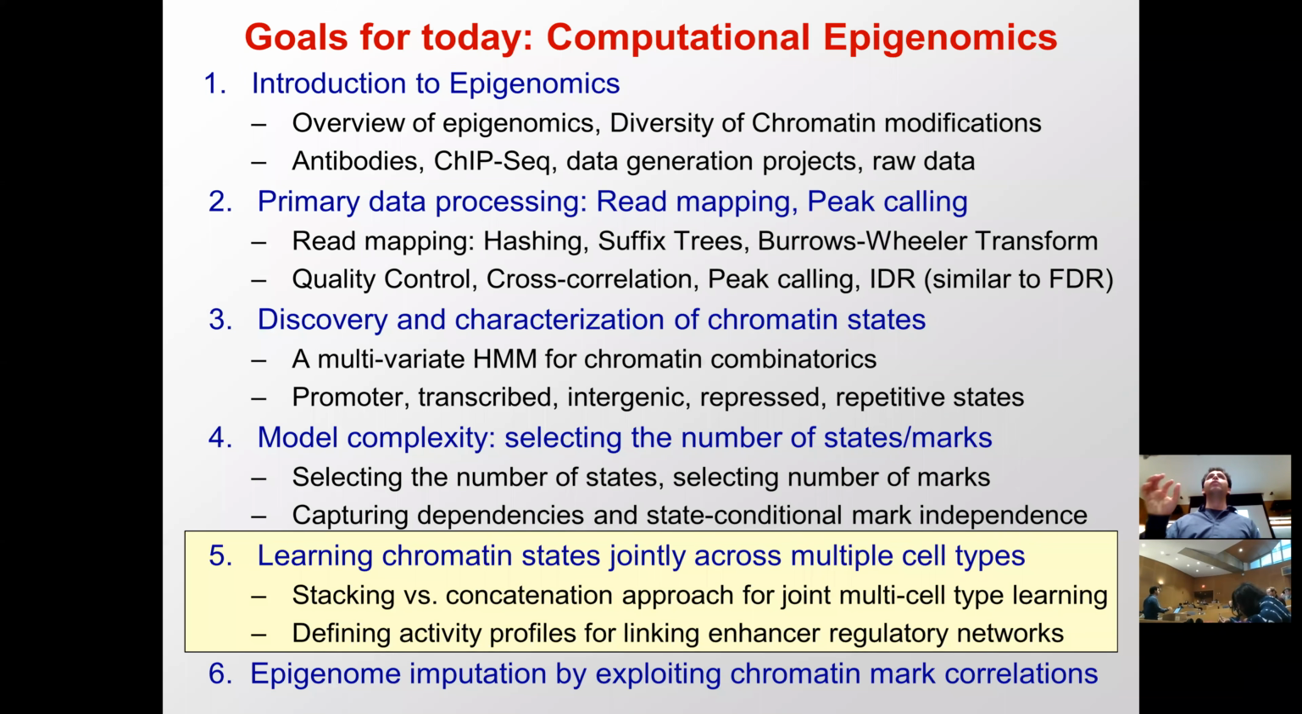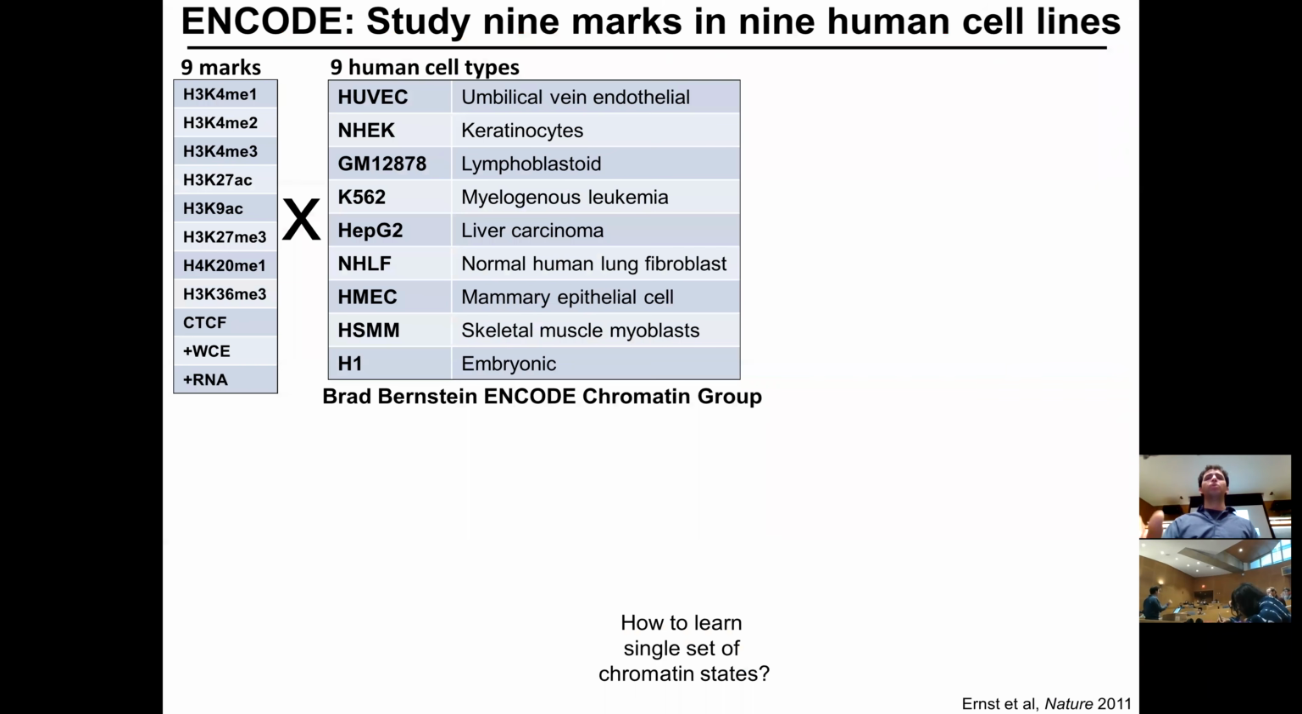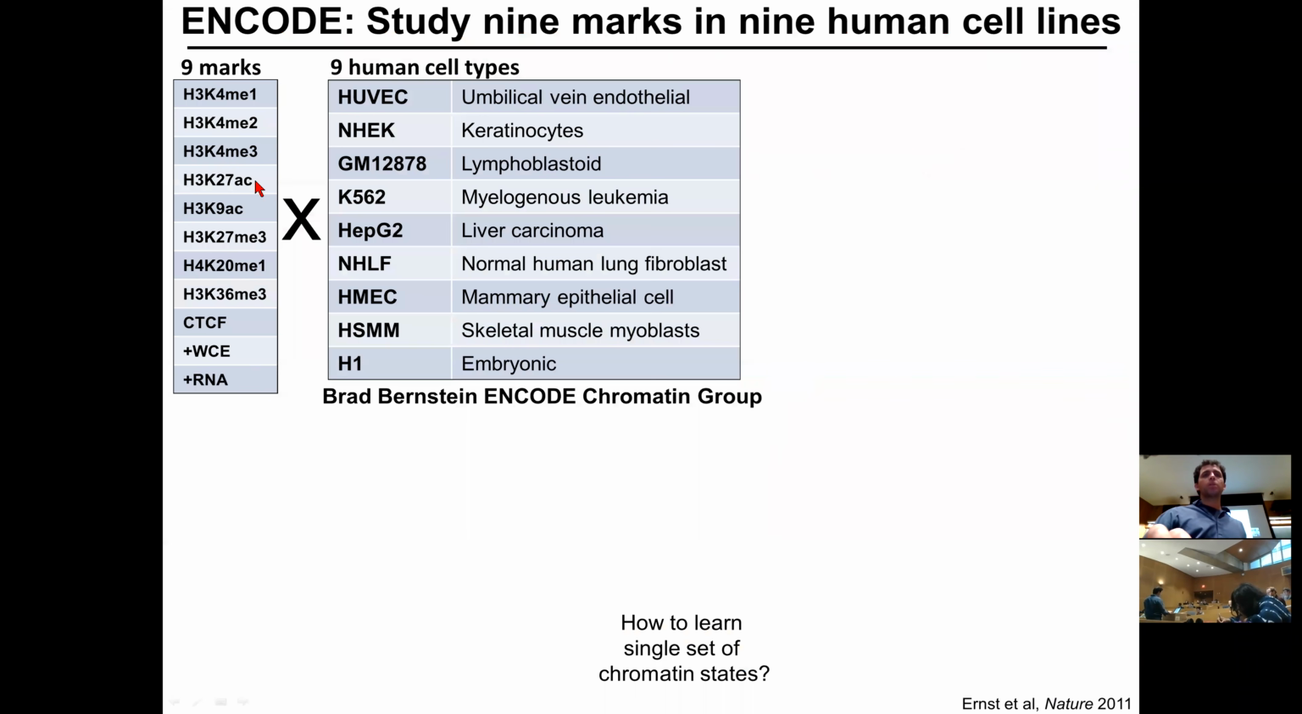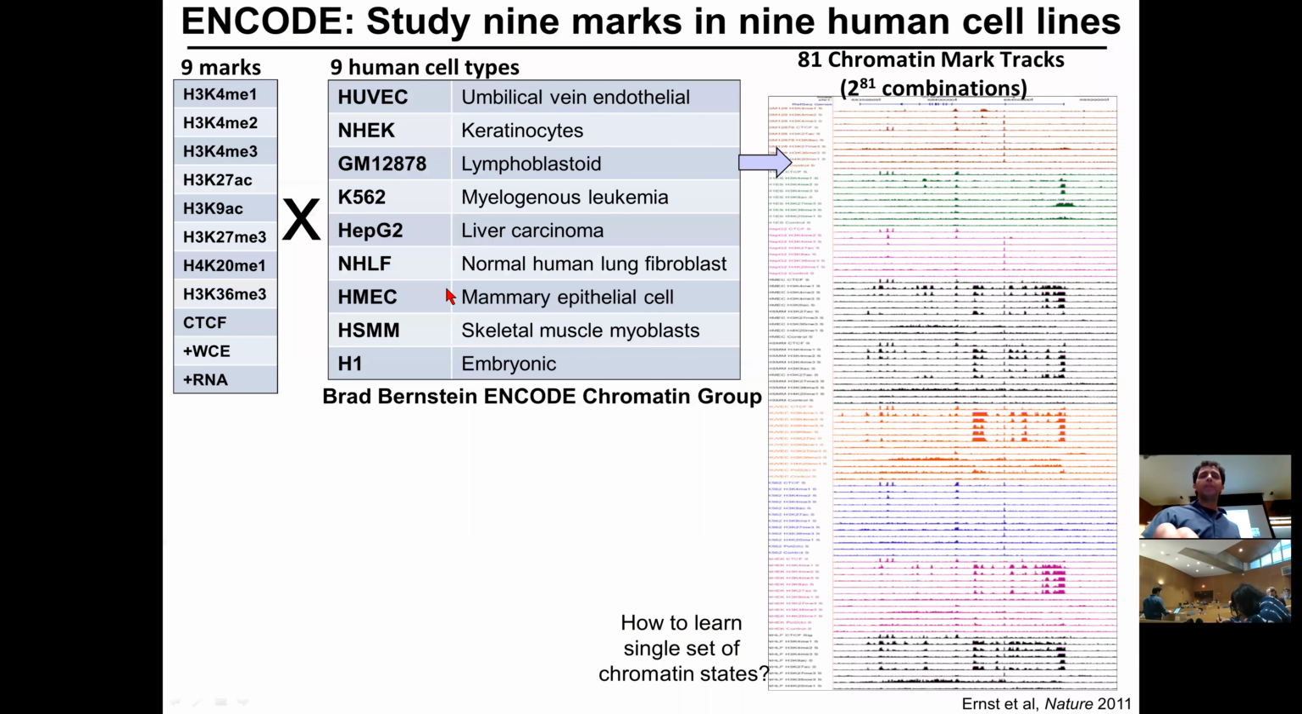But up until now, I've only told you about multiple marks in one cell type. What if I have many cell types, which is typically the case? I showed you this example where we had 127 different tissue types. So if I now map 9 marks in 9 cell types, what kind of model do I learn? These basically become 81 different chromatin mark tracks. So what I could do is simply learn a single model with 81 emissions. Basically, every state emits a vector of 81 different tracks. However, they're not independent of each other.